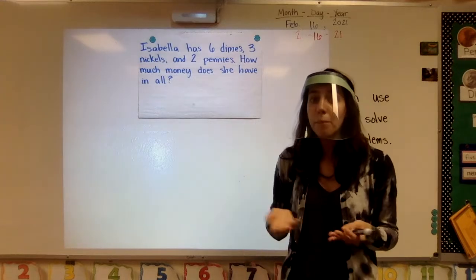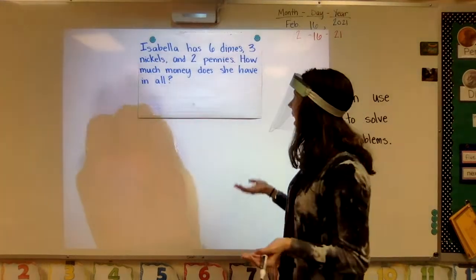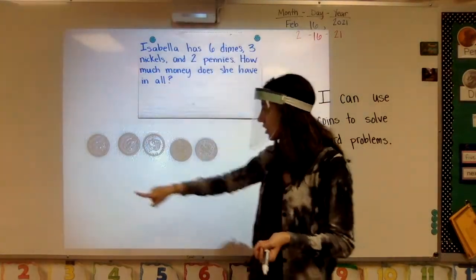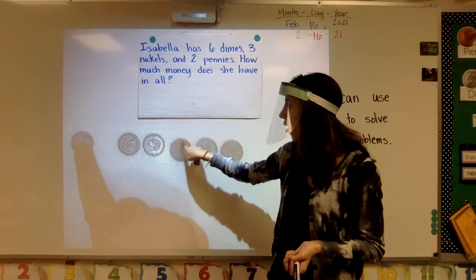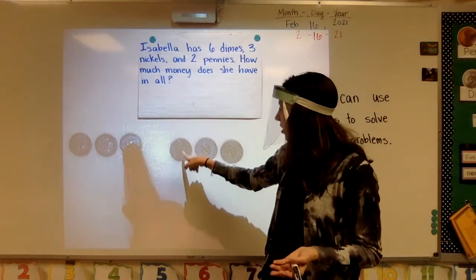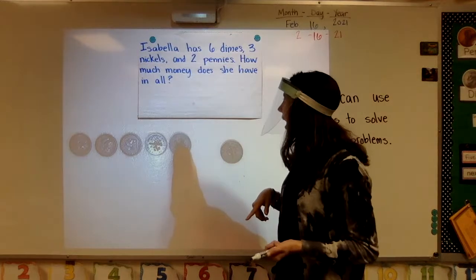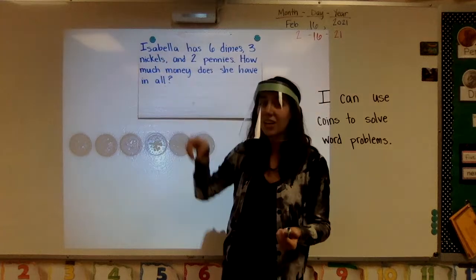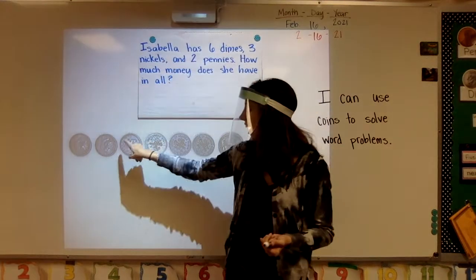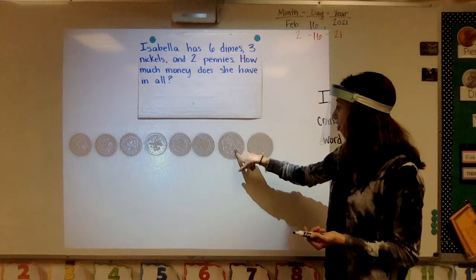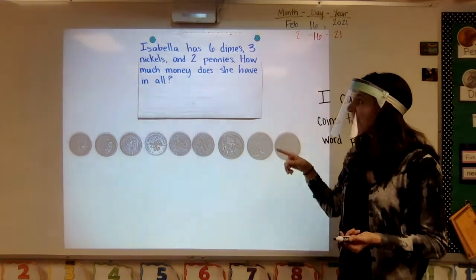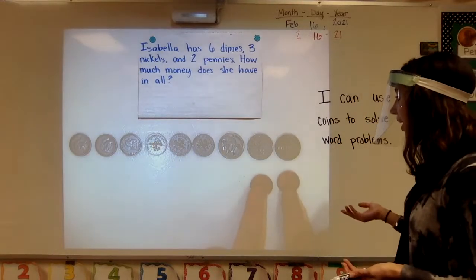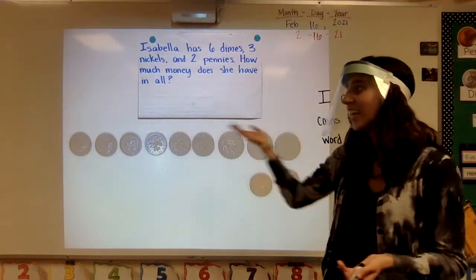Well, first, I'm going to build my word problem so I can see what coins I have. It says Isabella has 6 dimes. So I'm going to start looking at FDR and that olive branch and the torch and the oak branch on the back of the dime. And then it says I need 3 nickels. So she has 6 dimes and 3 nickels and 2 pennies. Wow, Isabella has a lot of money. Let's see how much she has in all.